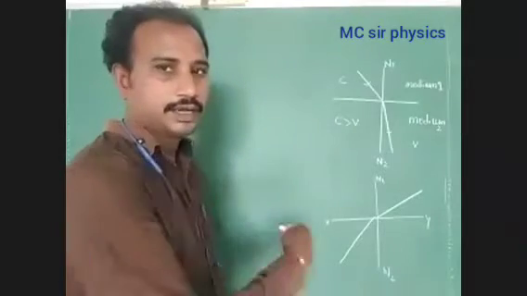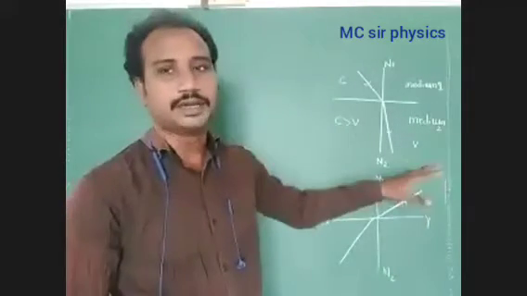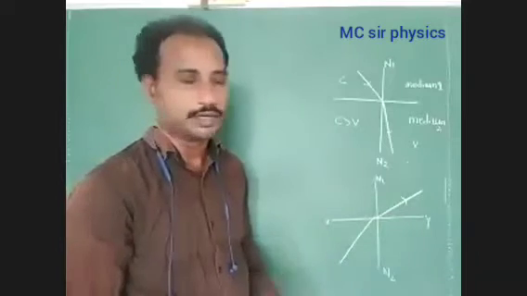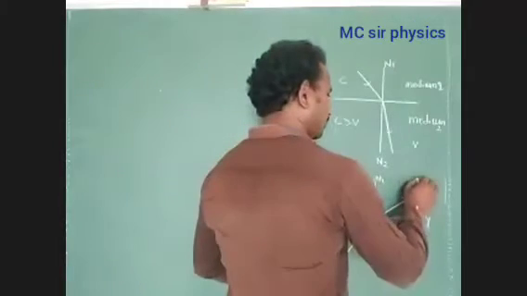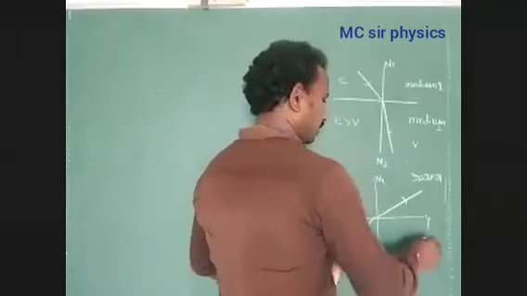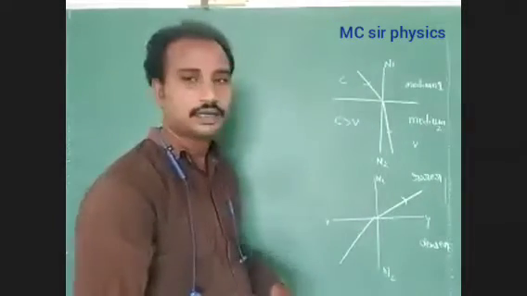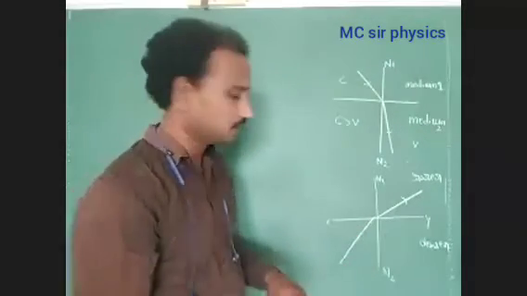Here, the refracted ray bends away from the normal. What is the reason? Here, consider that the optical medium is a low density optical medium, so here the rarer optical medium, and this represents the denser optical medium. Now we have to identify the angle of incidence and angle of refraction.